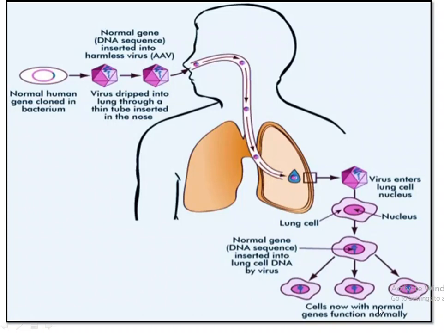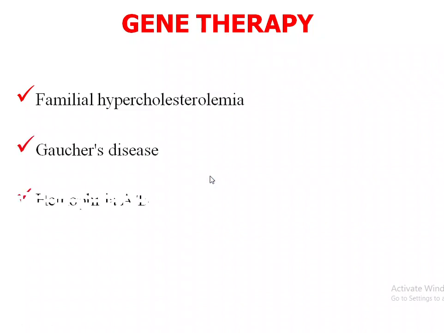The cells are now with the normal genes, producing the normal functional CFTR protein. Similarly, gene therapy can be used in familial hypercholesterolemia, Gaucher's disease, hemophilia A, B, and Turner syndrome. Gene therapy may hold a cure for many genetic diseases, but since 1990, only a small number of patients with a variety of disorders have been treated with gene therapy with varying degrees of success.